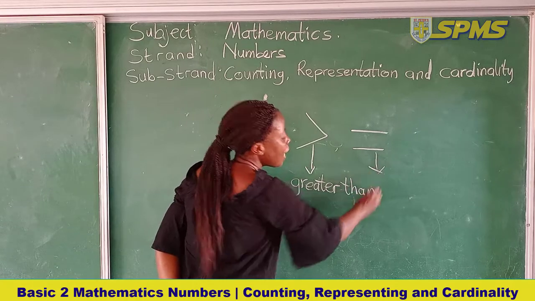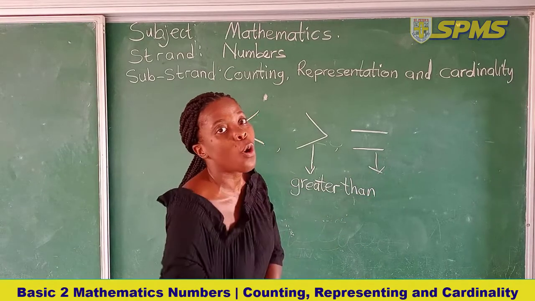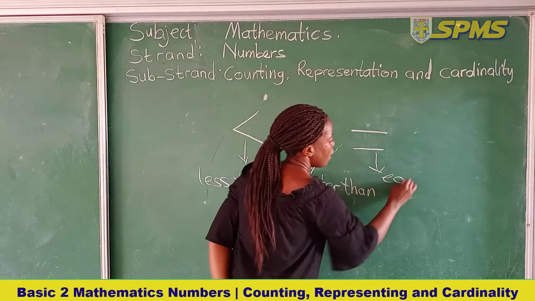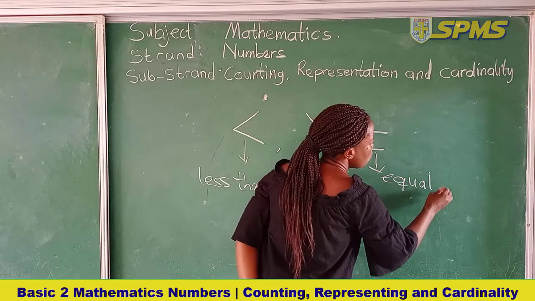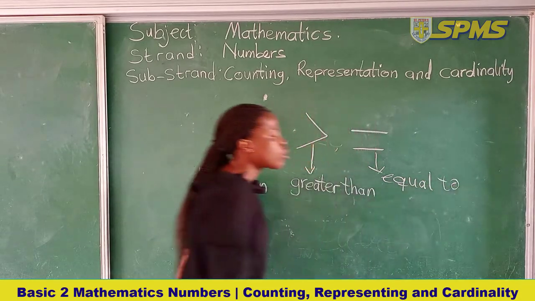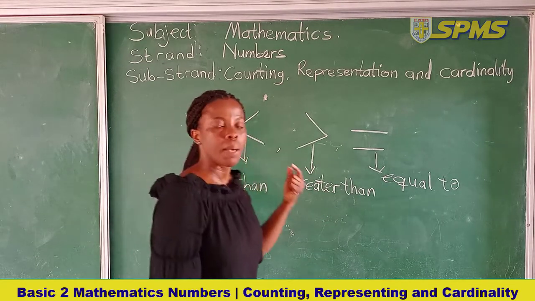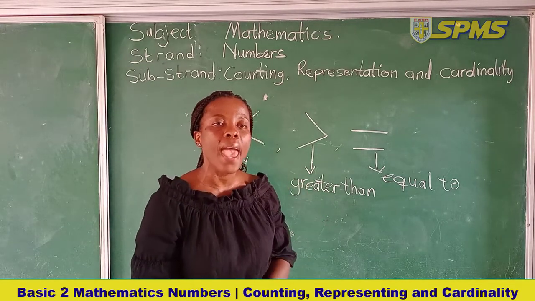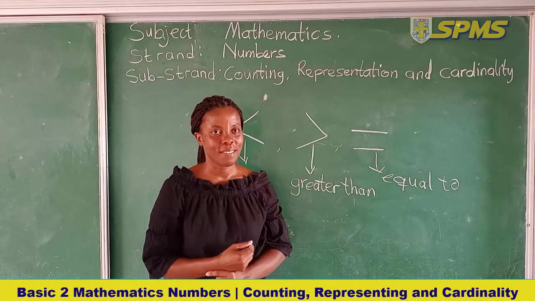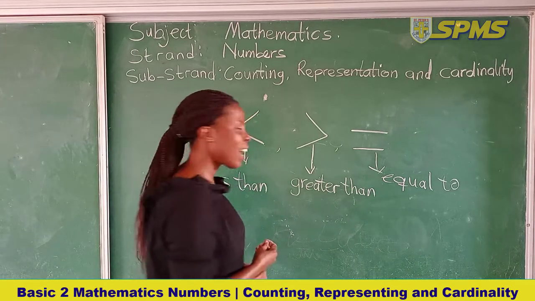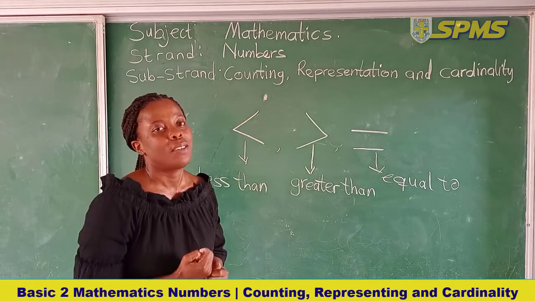And the last one is the equal to symbol. So these are the comparative symbols that we are going to use to compare our numbers. Very good. Now let's have two numbers on the board.